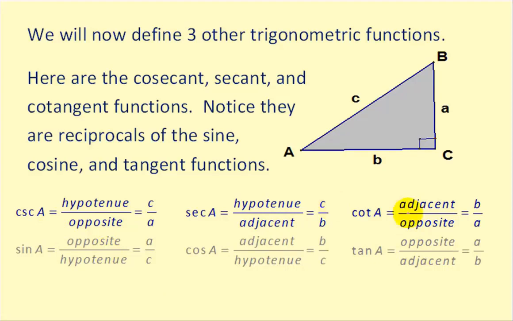So again, all these refer to angle A here. So this would be our hypotenuse. A would be the opposite, and B would be the adjacent. So we can see here, for cosecant A, we have the hypotenuse over the opposite, or C over A. Secant would be hypotenuse over adjacent, C over B. And cotangent would be adjacent over opposite, or B over A.